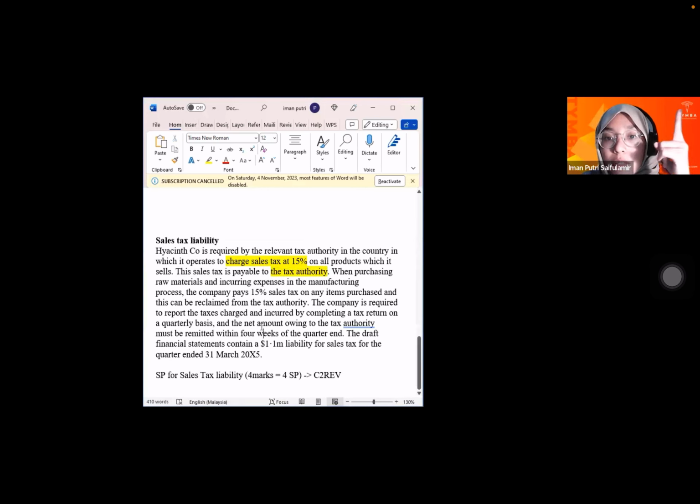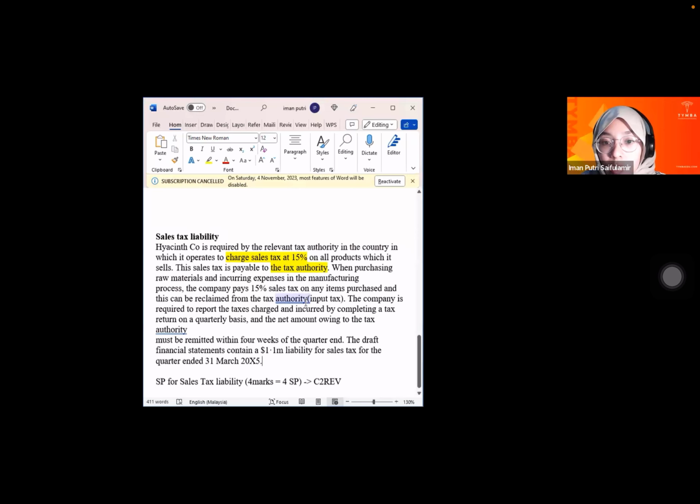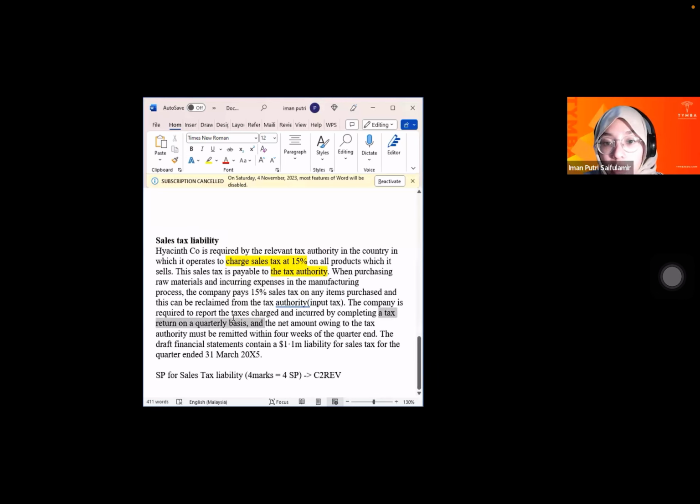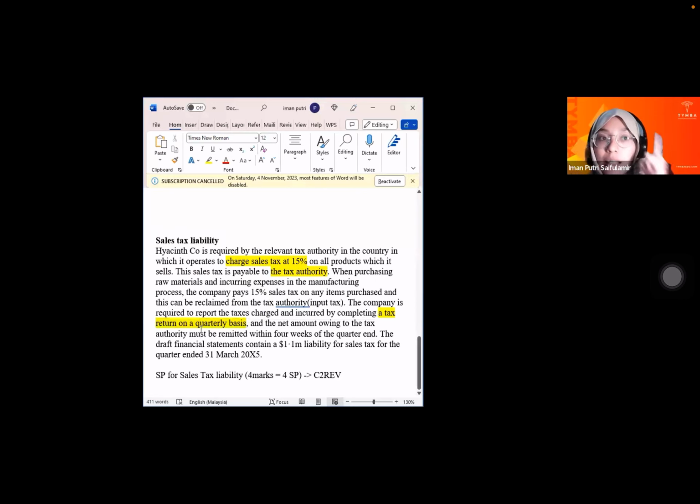So I'm going to highlight that. When purchasing raw materials and incurring expenses in the manufacturing process, the company pays 15% sales tax on any items purchased, and this can be reclaimed from the tax authority. So this is on the input tax. Okay, the company is required to report the taxes charged and incurred by completing a tax return on a quarterly basis. This is also something that they are hinting for us to include about the tax return in our substantive procedures. Net amount owing to the tax authority must be remitted within 4 weeks.